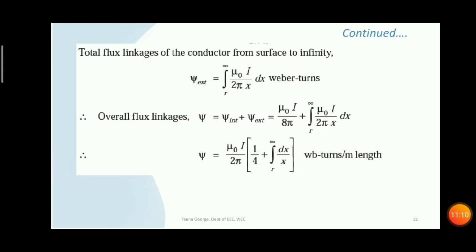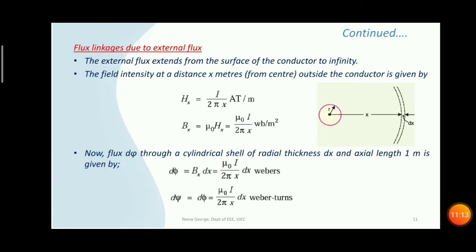Now we can see the flux linkage due to external flux. External flux extends from surface to the infinity. The field intensity at x meters from the center, consider x meters from the center outside the conductor. Hx equal to I by 2 pi x. Ampere turns is 1, I by 2 pi x. Bx equal to mu 0 Hx, mu 0 I by 2 pi x.